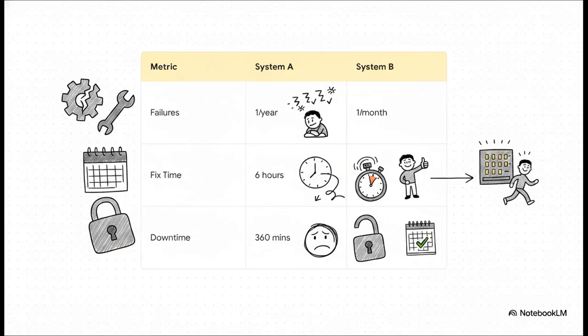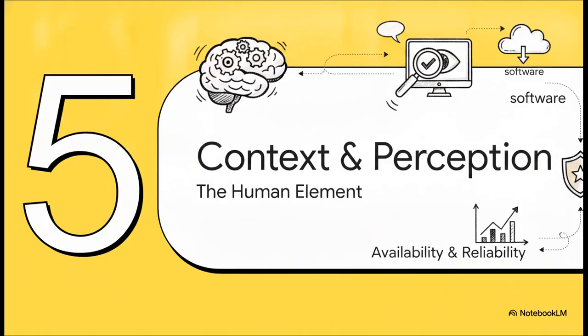Imagine we have two systems. System A fails only once a year, but it takes 6 whole hours to fix. System B fails much more frequently, once a month, but it only takes 5 minutes to fix. Now, mathematically speaking, System A is far more reliable because it rarely fails. But look at the total downtime. System A has 360 minutes of downtime a year. System B? Only 60 minutes. Therefore, System B has much better availability. Depending on your business, like, say, a telephone switchboard, that incredibly quick recovery of System B might be exactly what you need.